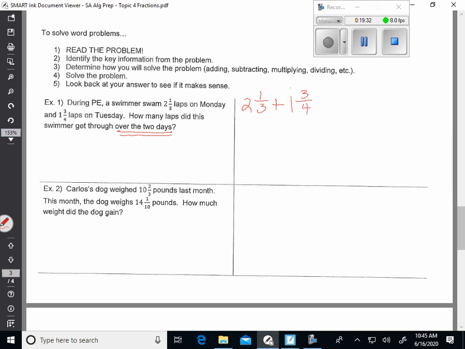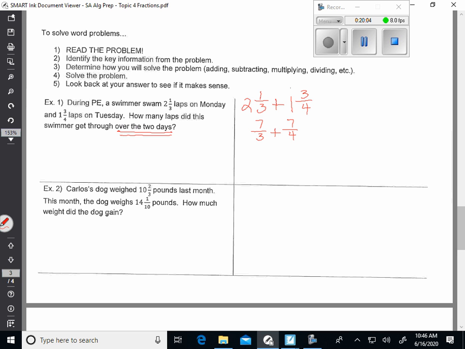3 times 2 is 6, plus 1 is 7, so 7 over 3. 4 times 1 is 4, plus 3 is 7, 7 over 4. But our denominators are not the same. So notice in this case, there's nothing times 3 that's going to give you 4. There's nothing times 4 that's going to give you 3. So now we're going to force the denominators to be the same. So here's how we do it by force.